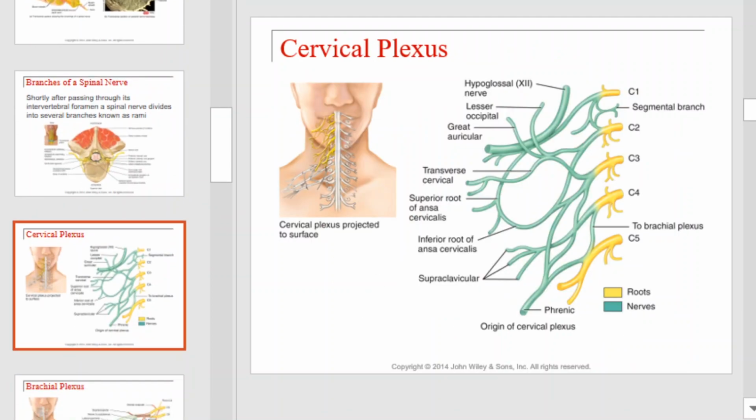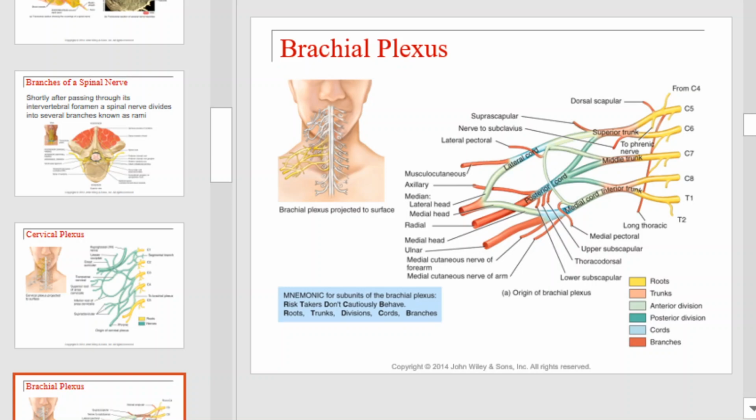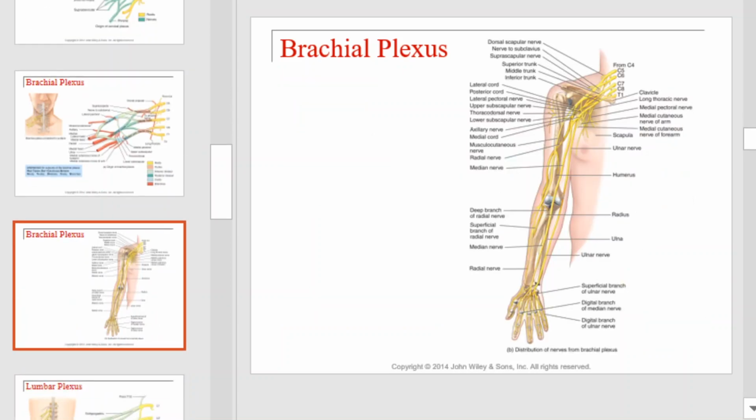Here we see the cervical plexus. Take a moment to note its location and a few of the major nerves that branch off. Next, we see the brachial plexus. Again, take a moment to note its location and a few of the major nerves that branch off. Here we see the brachial plexus as the nerve endings subsequently travel down the arm.